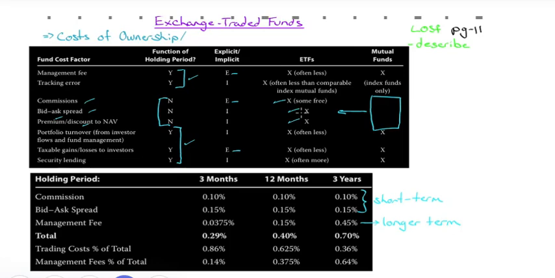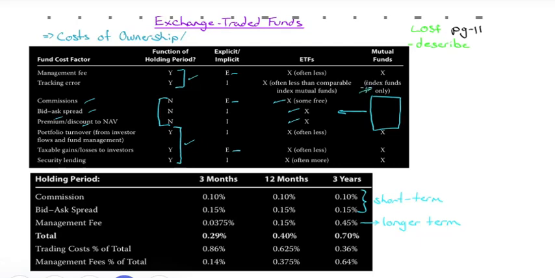And there's no commission because it's all part of the fee that you pay for the mutual fund. Your broker gets paid by the mutual fund company for putting you in the mutual fund. You don't pay the broker. When we're looking at the costs of an ETF, management fee, tracking error, of course, the mutual funds have that.